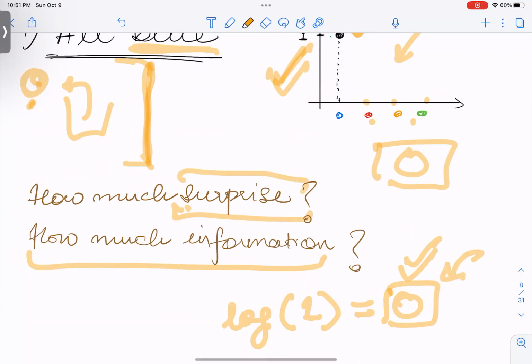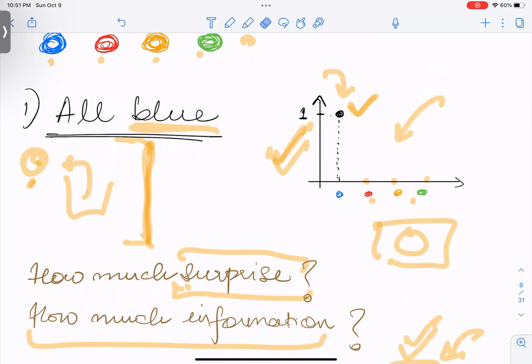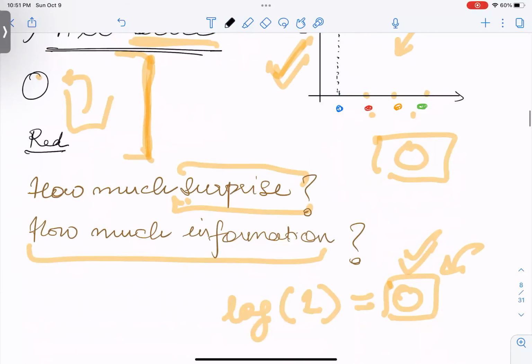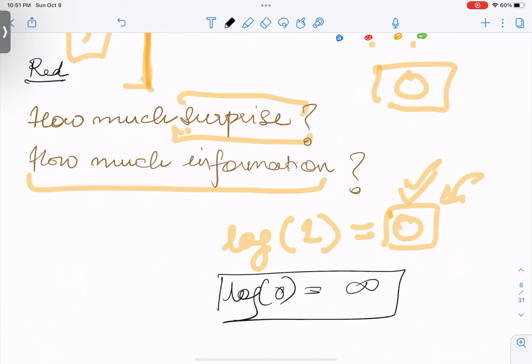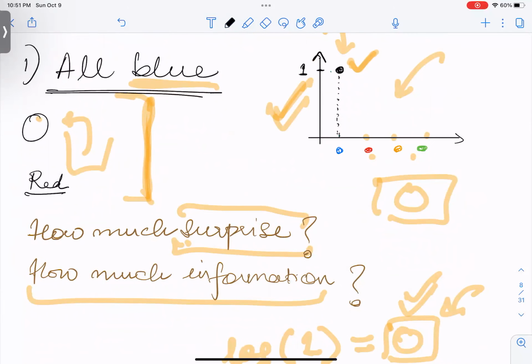How much information would you get if blue is the ball being taken out? Let's assume that they take out a red ball. Now, wouldn't you be surprised? Because of log of 0, you would be surprised to the max. As in, how is it possible? Because from my probability distribution, the probability of red being in the bag is 0. It shouldn't be there. And you would be maximally surprised.